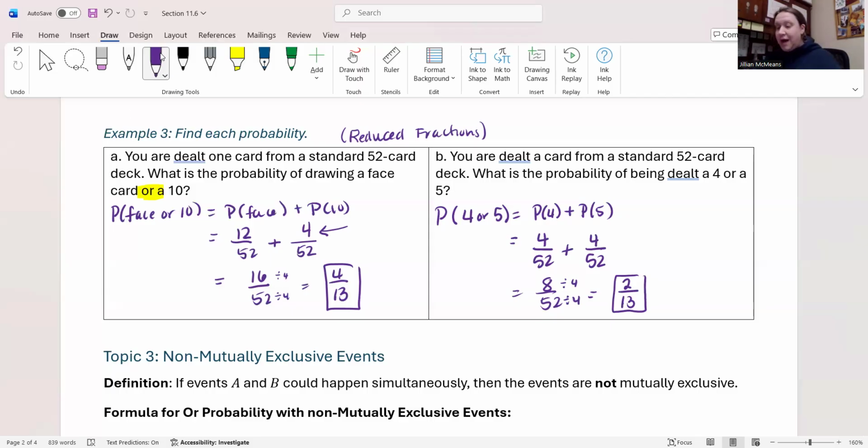Okay, so that is OR probabilities. When you're dealing with OR probabilities, in general, we add the two separate probabilities, and in this case, we're dealing with mutually exclusive events, events that can never occur at the same time. So you simply add the different probabilities, and that's it. Okay, in the next video, we will talk about non-mutually exclusive events.